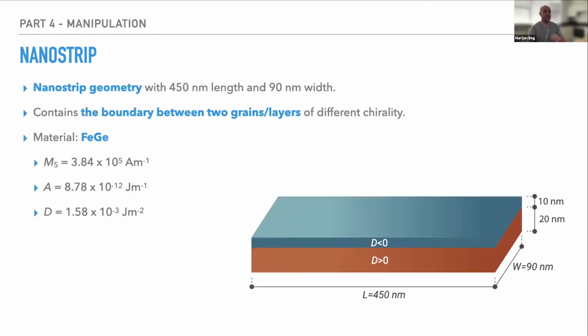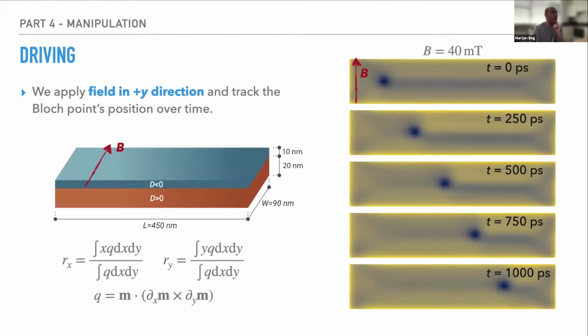Now, a slightly different geometry. We have a nanostrip, 450 nanometers long, 90 nanometers wide. Again, the bottom layer is 20 nanometers and the top layer 10 nanometers, and as usual the material is iron germanium. And now we apply an external magnetic field in plane, in this case in the y direction.